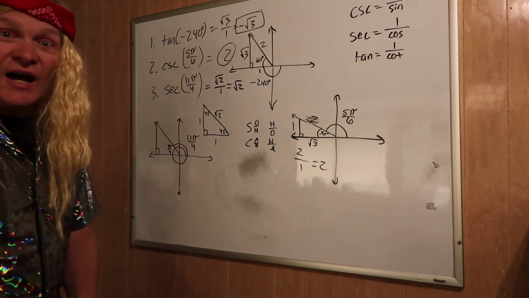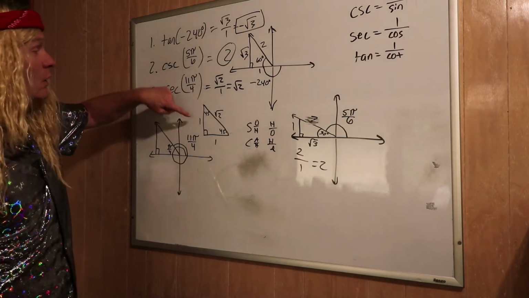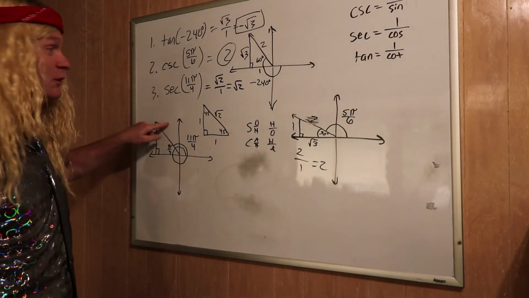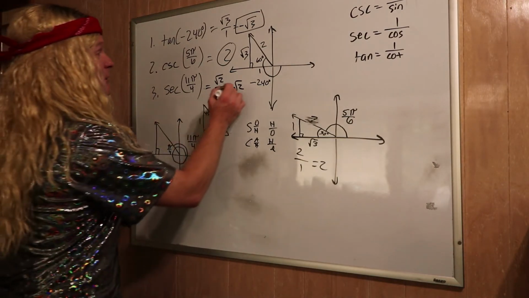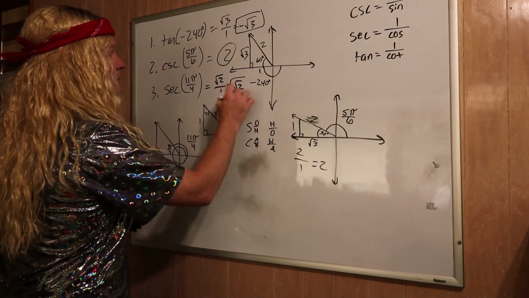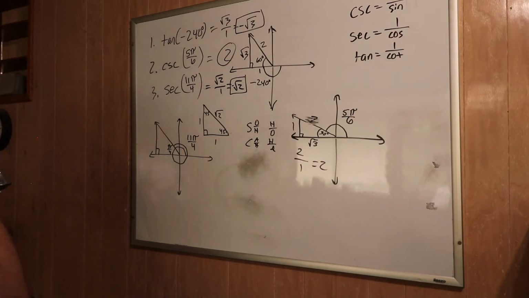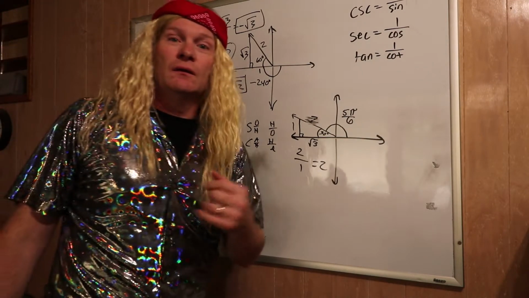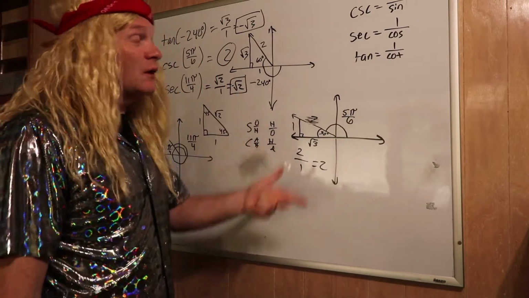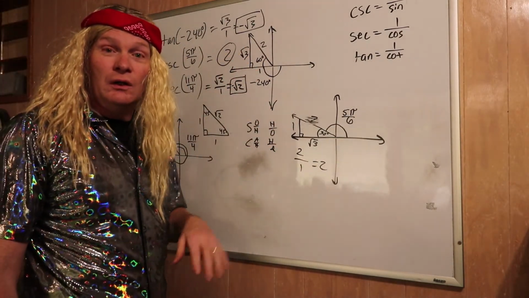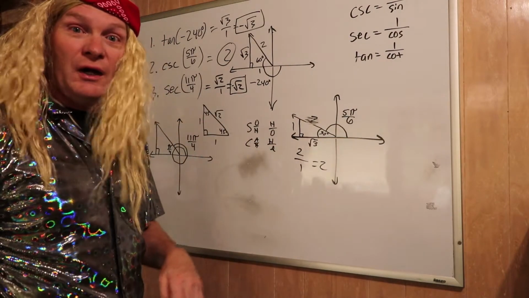And then we need to decide, is that positive or negative? So All Students Take Calculus, so the only thing positive here is sine and its buddy. That means this must be negative. There we go. Okay? So you should be able to find the sine, cosine, tangent, cosecant, secant, cotangent of any angle of those special ones, right?